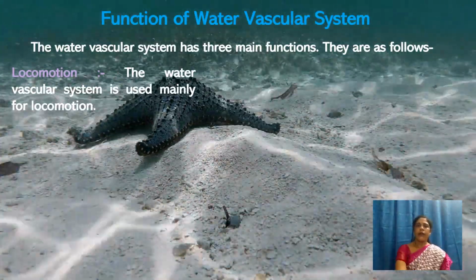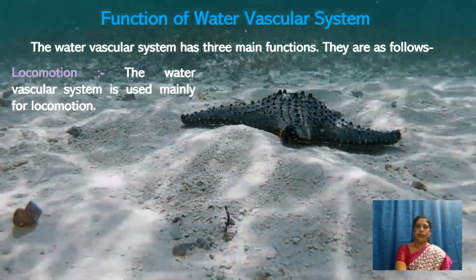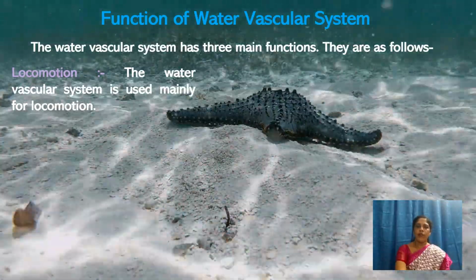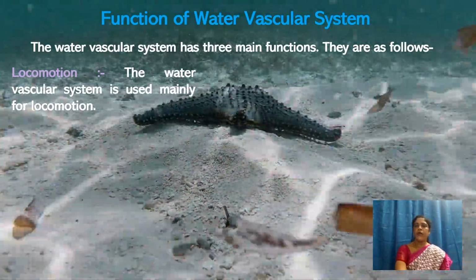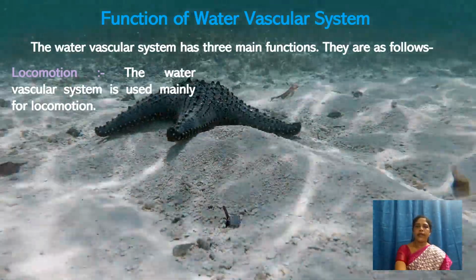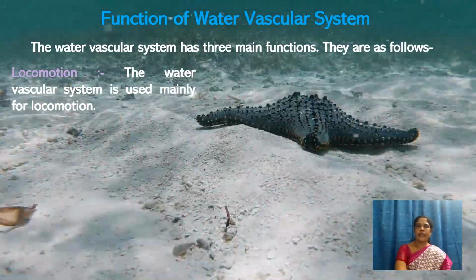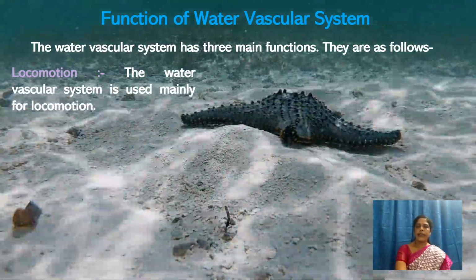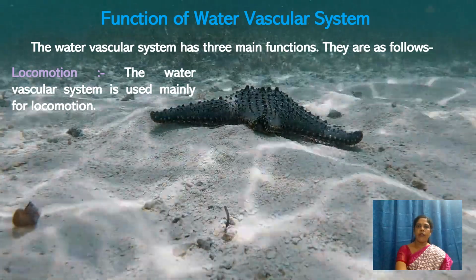The ampullae contract. The valves at the junction of the lateral canals and tube feet prevent the flow of water into the radial canals. The water is forced into the podia. The podia are elongated and projected out through the ambulacral groove. Then the suckers are applied to the substratum. The tube feet now contract and push the body forward.